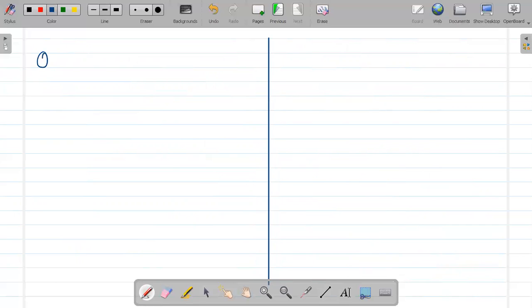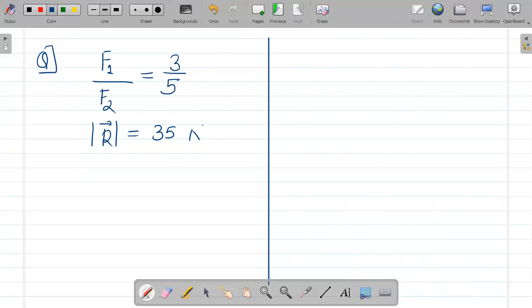The next question is: two forces whose magnitudes are in the ratio of 3:5. Two forces are there. Let us say first force is F1 and second is F2, and its ratio is given. F1 upon F2 is given as 3 by 5. And it gives a resultant of 35 Newton. So the magnitude of the resultant is 35 Newton. It is given that the angle of inclination is 60 degree.